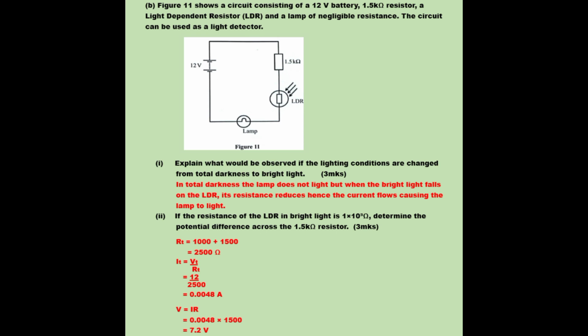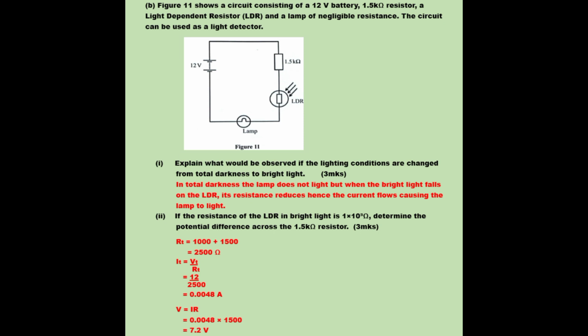In total darkness, the lamp is off because the resistance of the LDR is very high. But when bright light strikes the LDR, it lowers its resistance. That's why the current is now able to flow and the bulb or lamp lights. Let's go to Roman 2.